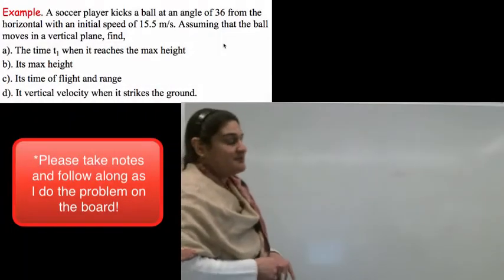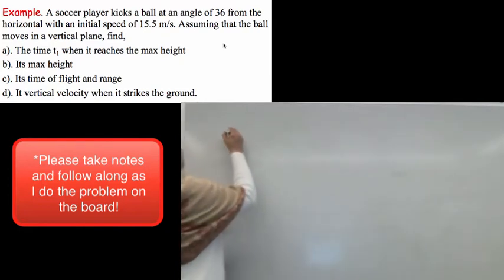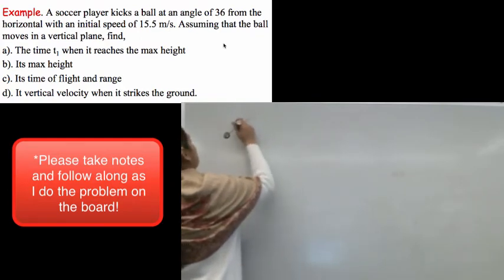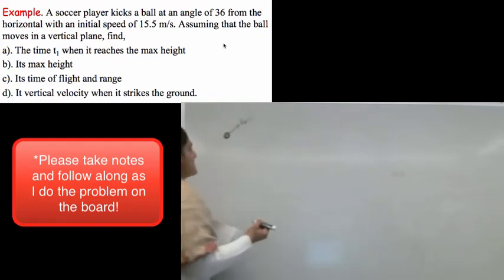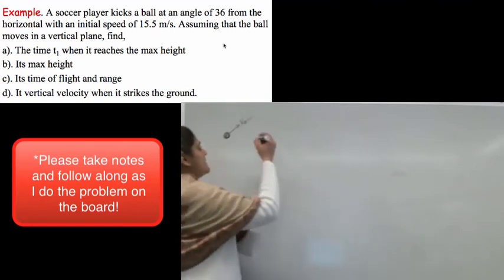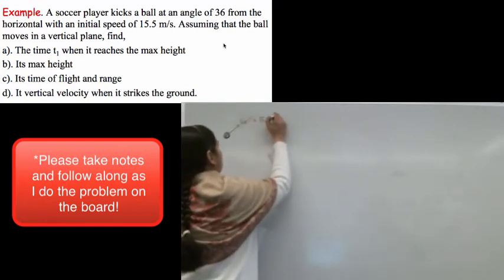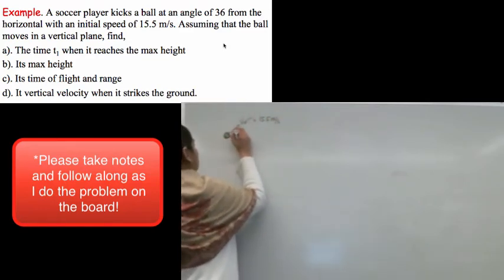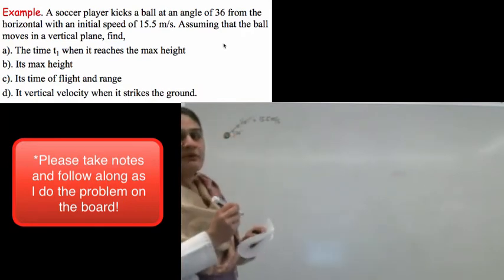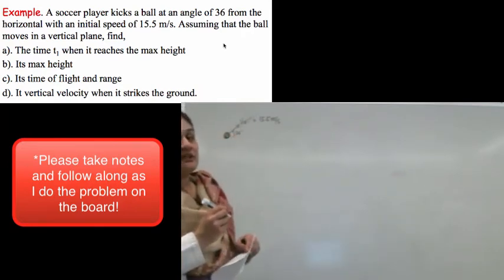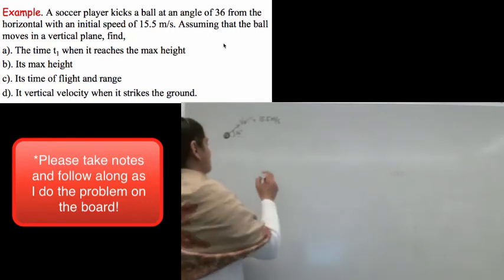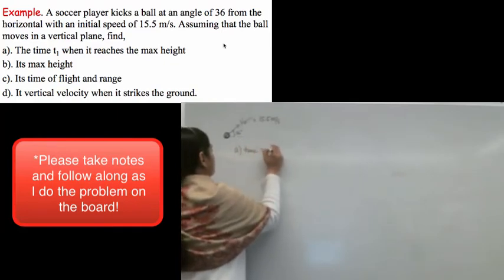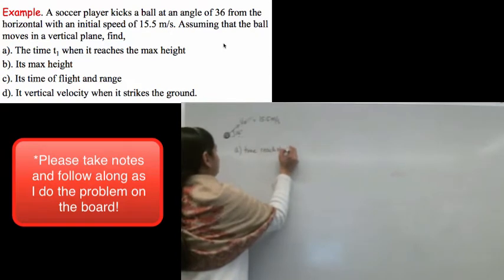In order to do this problem, first of all, let's make a picture. It's going to look remarkably similar to the picture that we had before. So it's going to have some initial velocity v0 with initial speed of 15.5 meters per second. And it has an angle of 36 degrees with the horizontal, right? So part A is the time to reach h max.